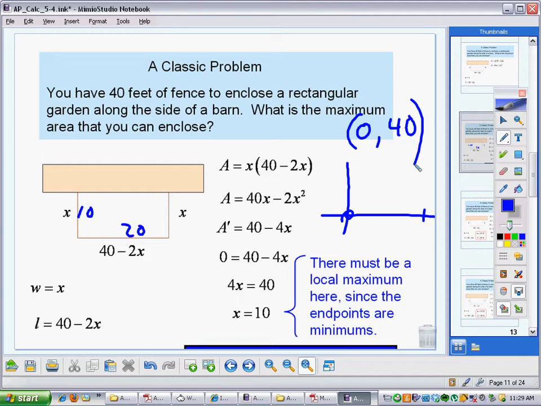So if you did your endpoints, plugging in 0 for your area, 0 in here, 0 in here, that's 0 times 0, which is 0. And then if you plug in 40, 40 times 40, minus 2 times 40 squared, you get this also. That's why they said I'm not going to check the sign chart because the endpoints are minimums. So of course you can do that because your area would then be 0.